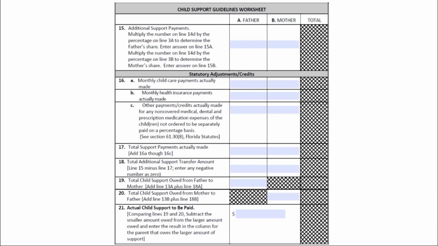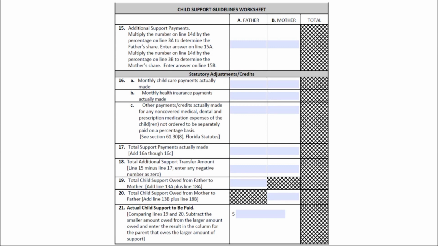Similarly, determine the mother's share of the additional support payments by multiplying the number on line 14D by the percentage on line 3B, and put this total number on line 15B. Section 16 of the Child Support Guidelines worksheet calculates the statutory adjustments and/or credits that are owed to each party.